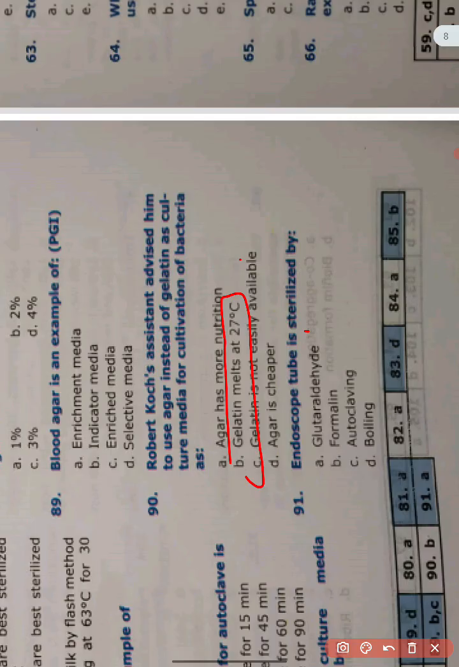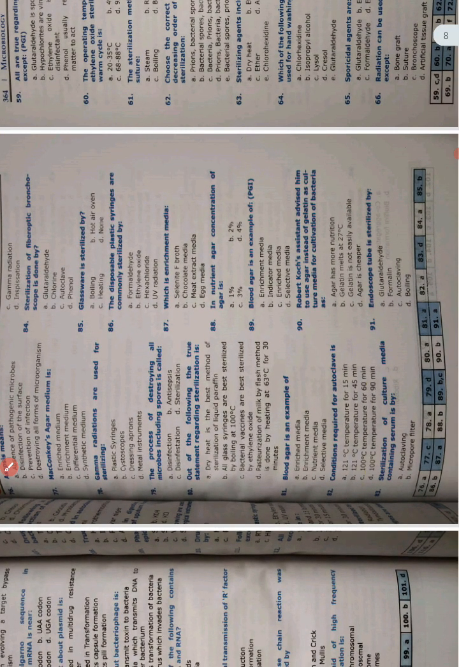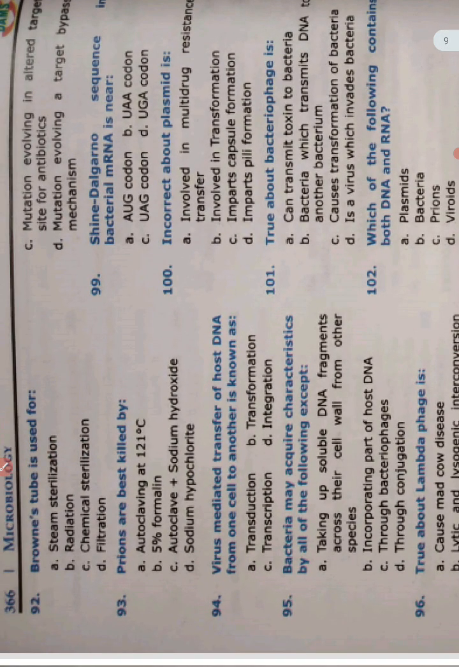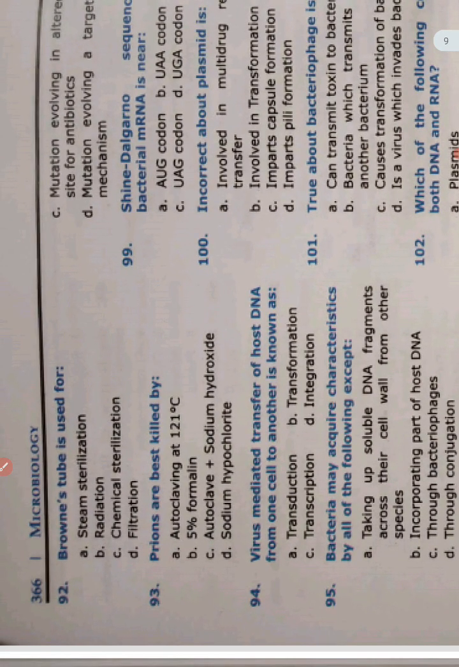Endoscope tube is sterilized by glutaraldehyde. I think the sixth time this question came. By 2% glutaraldehyde you have to keep for 20 minutes. Next question is this. Browne's tube is used for steam sterilization. Browne's tube is used as a sterilization control for hot air oven and autoclave. For radiation Bacillus pumilus and for filtration Serratia marcescens.